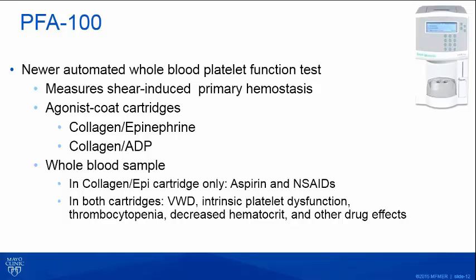So a little bit more on PFA-100. This is a new automated whole blood primary hemostasis analyzer, and in many places it has replaced the bleeding test, because it's technically easier to perform and better for standardization. The machine contains 2 cartridges. One is coated with collagen-epinephrine, one is coated with collagen-ADP.